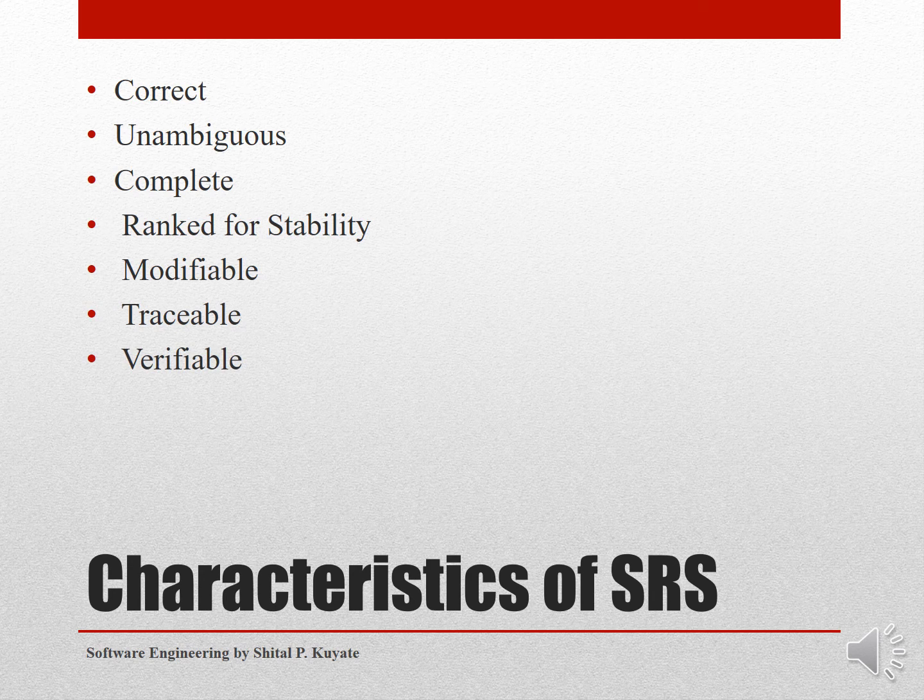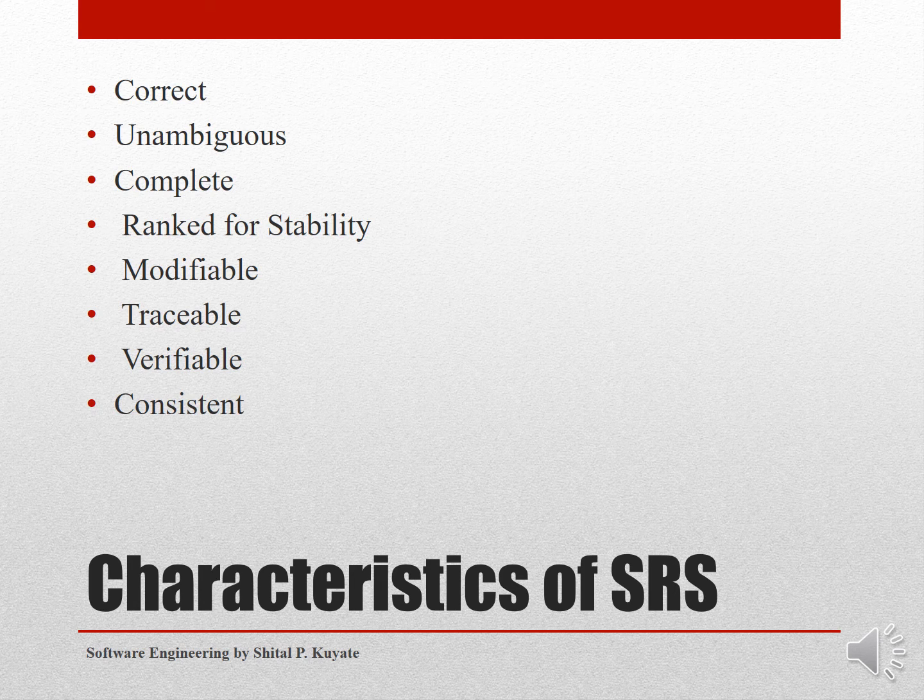Then the next one is verifiable. SRS is verifiable when the specified requirements can be verified with a cost effective process to check whether the final software meets those requirements. The requirements are verified with the help of reviews. Note that unambiguity is essential for verifiability. It's very important for verifiability.